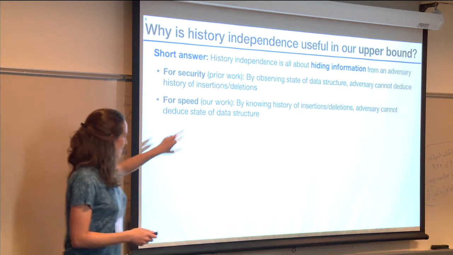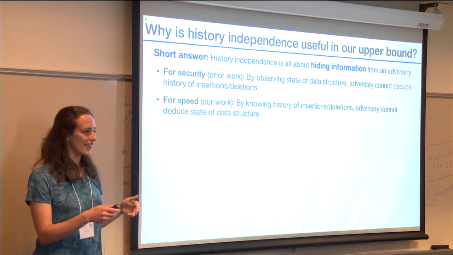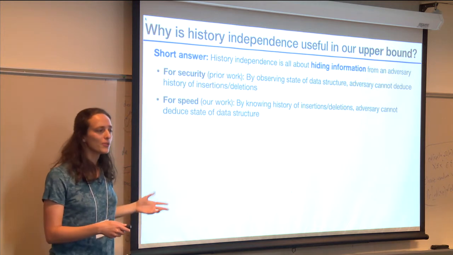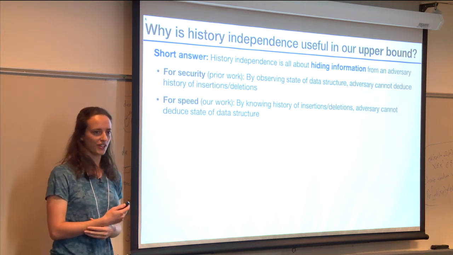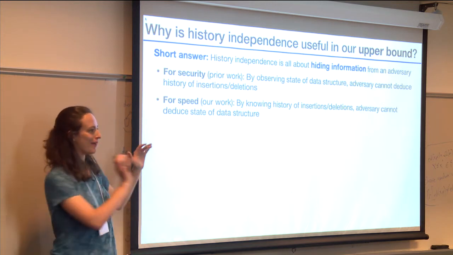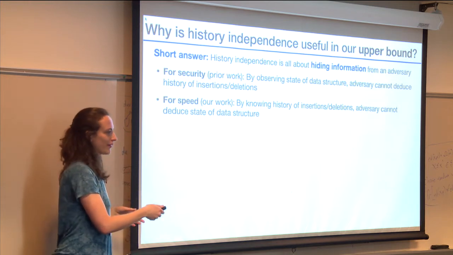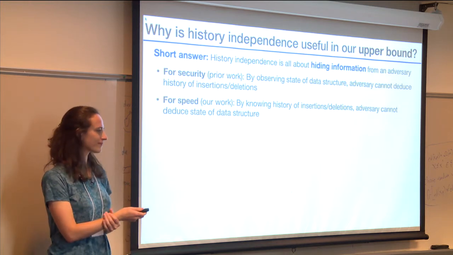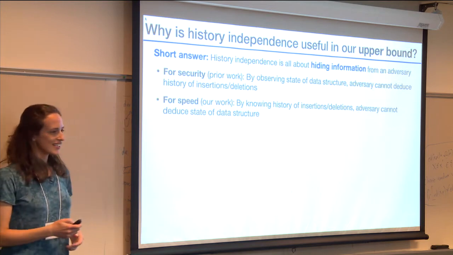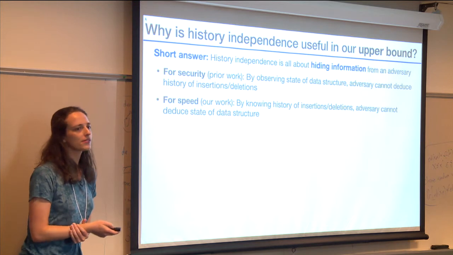Okay, so these are the same statements and they're just flipped. And the reason that these statements are both true is by the definition of history independence, where we're saying the current state of the data structure is completely independent of the past. And so if I know one, I know no information about the other, and vice versa. So this is the intuition about why history independence should be helpful in upper bounds.